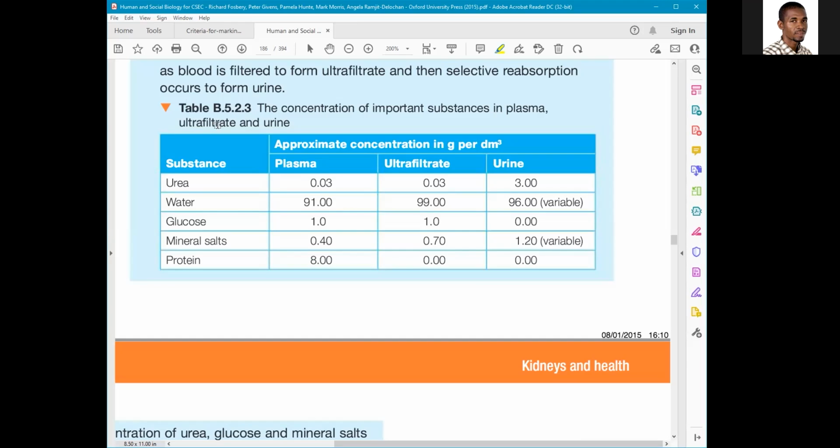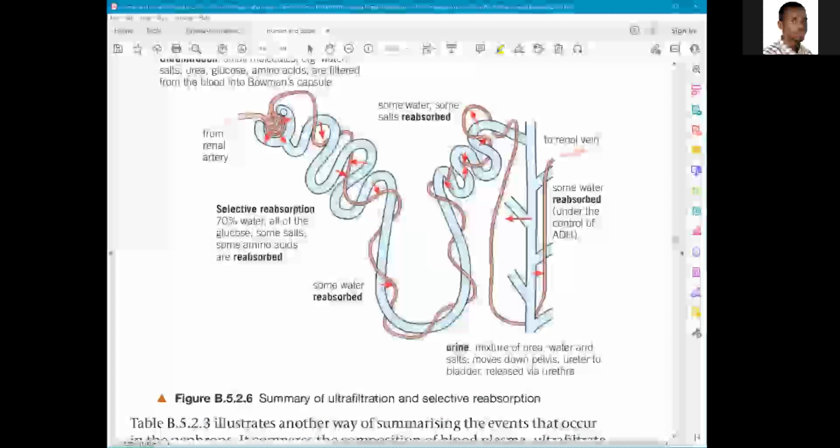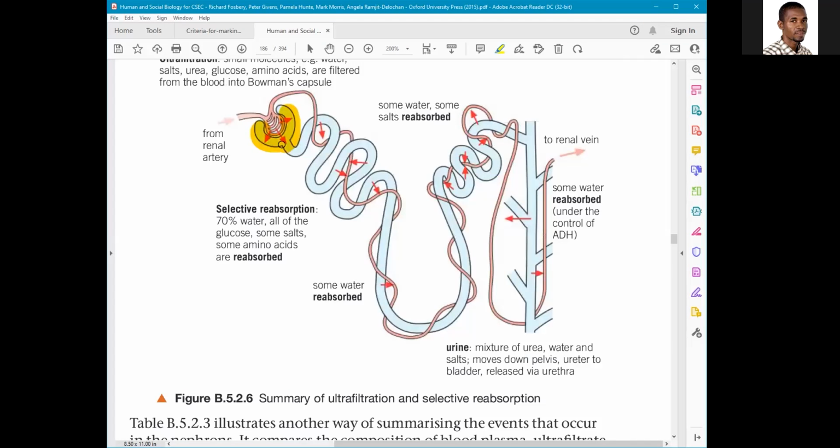ultrafiltrate, and urine. The plasma, of course, is the plasma in the blood vessels that came to the kidney. The ultrafiltrate is the substance that came out of the glomerulus. The ultrafiltrate would be what is inside here. And then the urine, of course, would be whatever remains after it passes from the nephron into the pelvis, going to the bladder. So we're going to compare what is in here with what is in here and what is in the plasma.